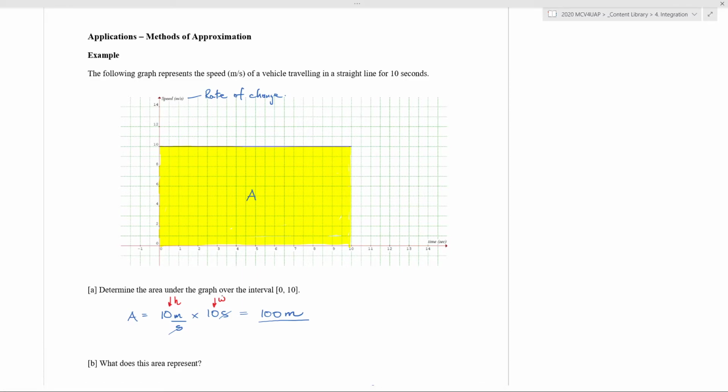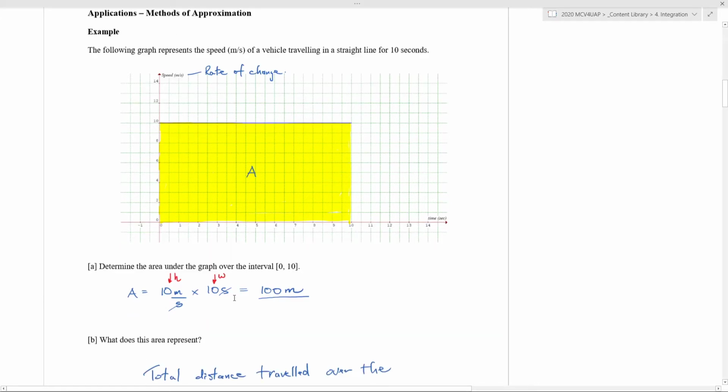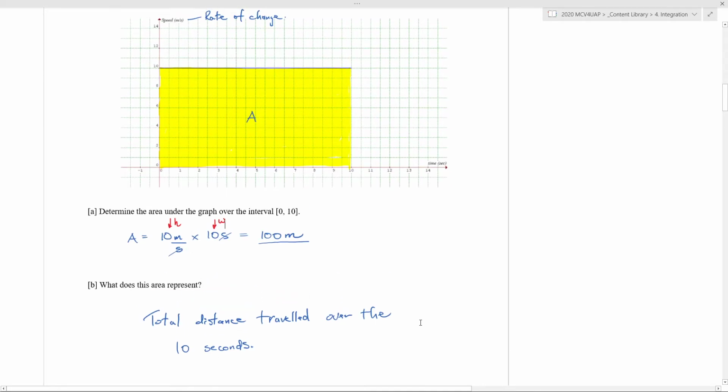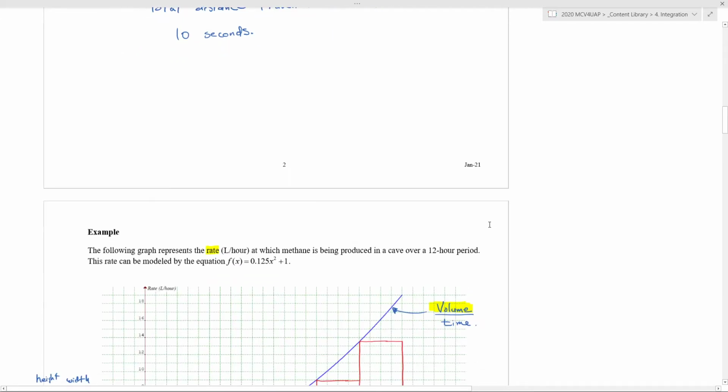Those units would indicate that the area represents the total distance traveled over those 10 seconds. Which makes sense, right? If you're traveling at 10 meters per second for 10 seconds, you just multiply the speed by the time and you'll get the distance, 100 meters. Okay? So the total distance traveled over the 10 seconds is 100 meters. Let's move on to the next example.